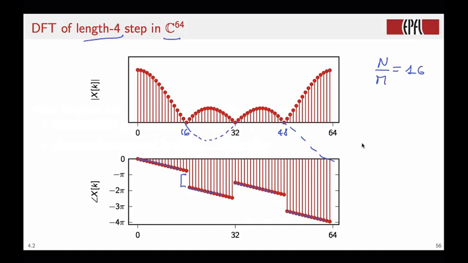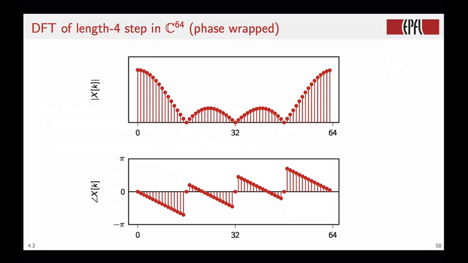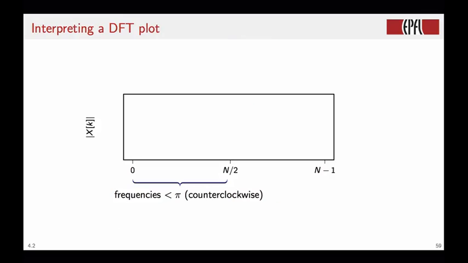Notice that here the phase extends from 0 to minus 4 pi. This is a little bit unusual. We said that 0 to 2 pi or minus pi to pi is the only interval that we're interested in in discrete time because everything maps back to that interval. So it's very common to see plots where the phase is wrapped over the minus pi to pi interval. What that means simply is that for every value of the phase, we add or subtract 2 pi until we fall back into the minus pi to pi interval. So here's the same plot as before, but with the phase wrapped.